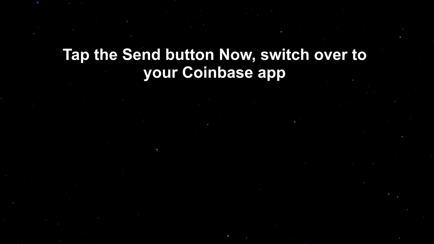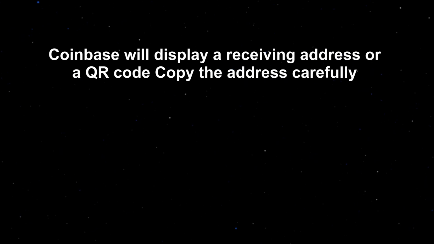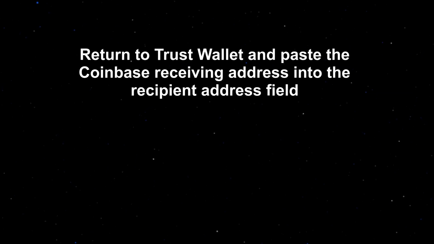Switch over to your Coinbase app. In Coinbase, go to your crypto wallet and select Receive for the same cryptocurrency. Coinbase will display a receiving address or a QR code. Copy the address carefully. Return to Trust Wallet and paste the Coinbase receiving address into the recipient address field.